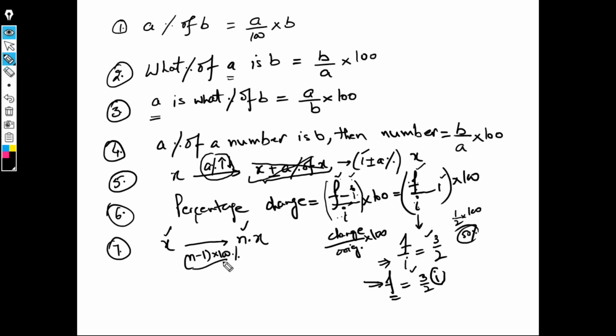Is this part clear, everyone? So here you can straightaway say that it is 3 by 2 minus 1, which is 1 by 2, which equals 50%. Guys, any doubt till now? Tell me. Okay, good. Let's move ahead.